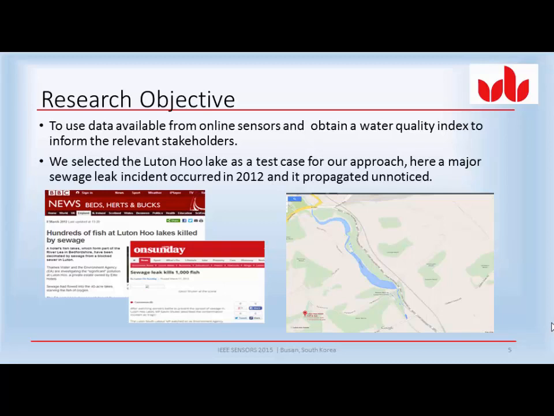What we have done is select one of the lakes in our city, Luton. The reason we chose it was that in 2012 a major sewage leak incident occurred. This was in the newspaper, and it was a major thing. Because of that, thousands of fish were killed. The interesting thing was that this went completely unnoticed until the estate manager went around and noticed thousands of fish dead there. That initiated our communication with the Luton estate, and they asked us to look into it.